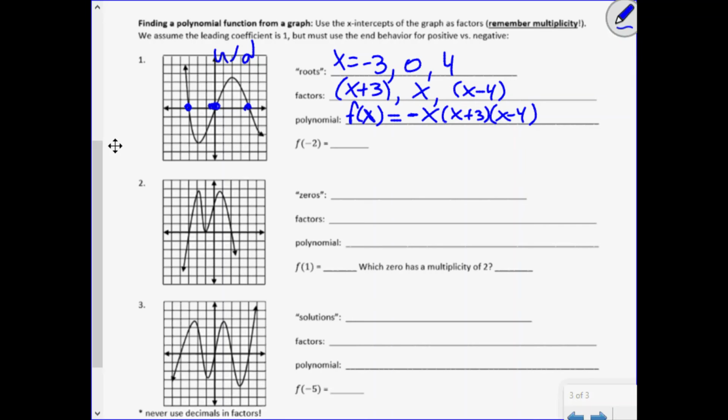If it was down-up and the leading coefficient is positive, then it's not going to change anything. But if the end behavior indicates that you should have a negative leading coefficient, you have to make sure you put a negative there. Very important last detail to make sure you put that. And that would be your function.